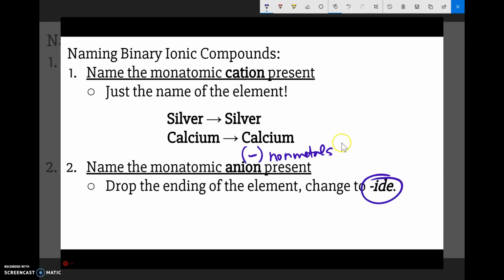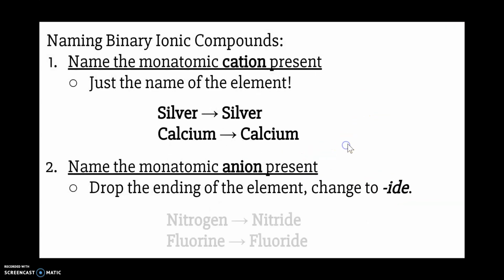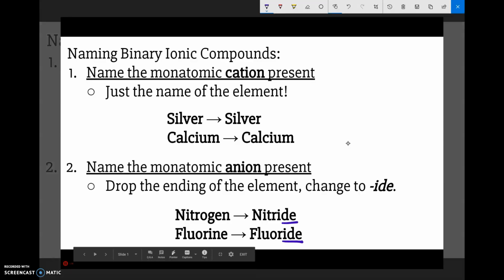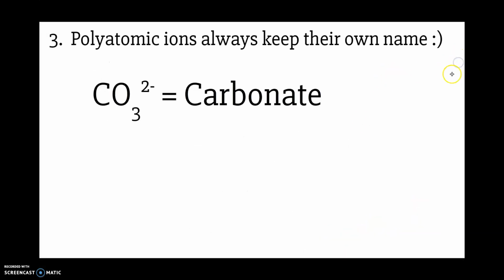to "ide." So for example, if I have nitrogen, it's going to change to nitride. If it's fluorine, it's going to change to fluoride. If it's oxygen, it's going to change to oxide. Okay, so let's just do some examples after we talk about this third rule.